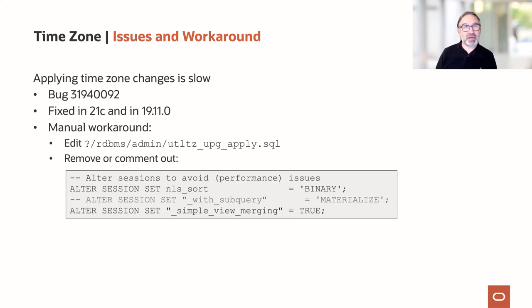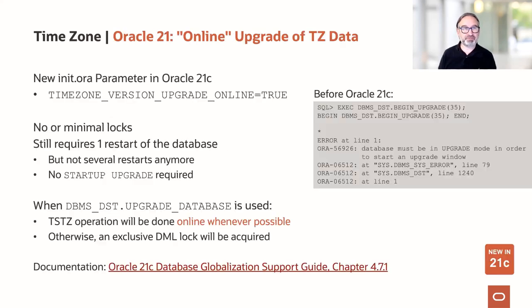Another change when the apply of actual time zone to your data is slow. In the apply script, a simple workaround will be to comment out, this is why the two dashes are in red, this alter session set "_with_subquery"=materialize. So comment this out, then things run faster. And this is fixed in 19.11, the April RU as well.